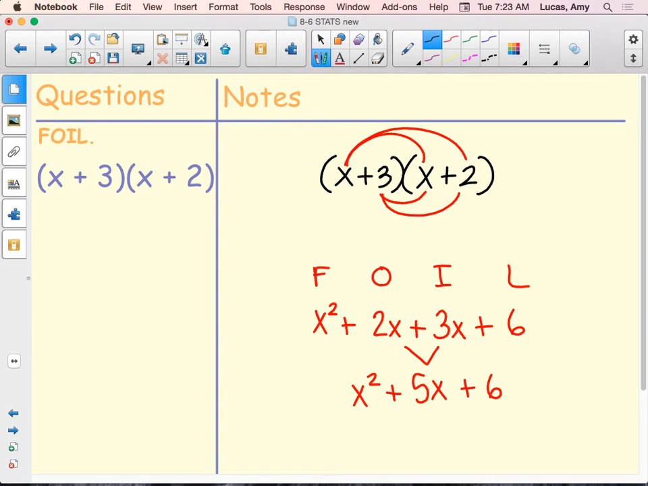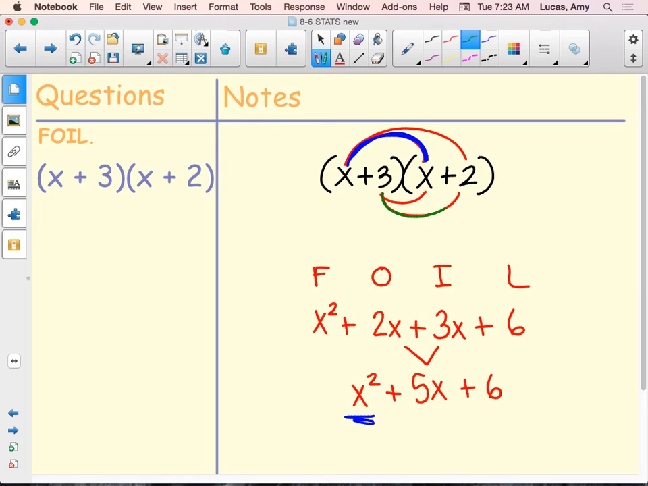So what I want you to focus on is what part of the binomials gave us each of these terms in our answer. So our first product right here, the x times x, gave us the first term in our trinomial.